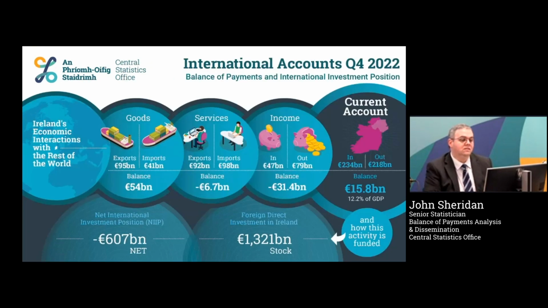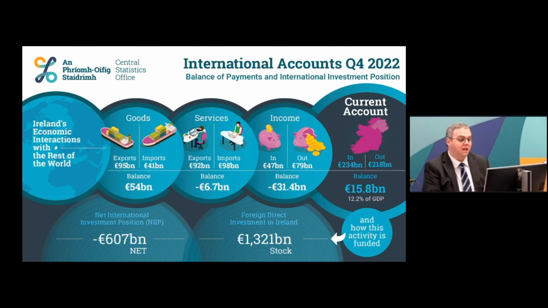So first we can see our infographic, which gives a really good summary of the results. We have our goods exports of 95 billion euros and our goods imports of 41 billion euros, combining to give us our net merchandise balance of 54 billion. Our services exports are 92 billion and services imports are 98 billion, giving us our services balance of minus 6.7 billion. Our income inflows are 47 billion and our income outflows are 79 billion, giving us our net income outflows of 31.4 billion. And these all combine to give us a current account balance of 15.8 billion or 12.2% of GDP.